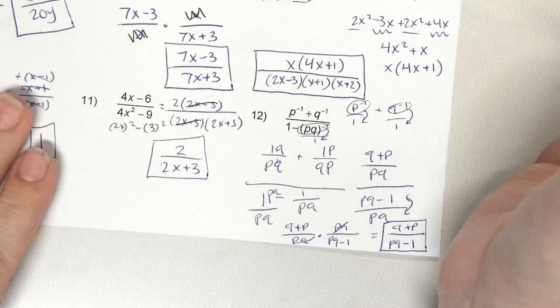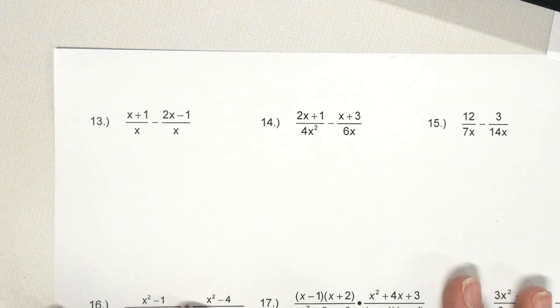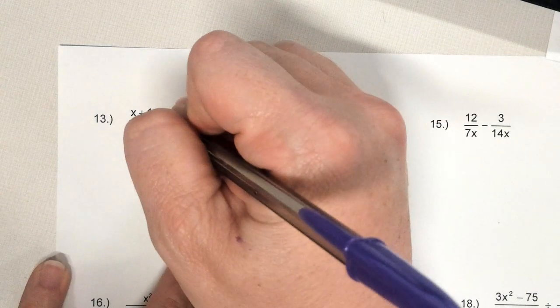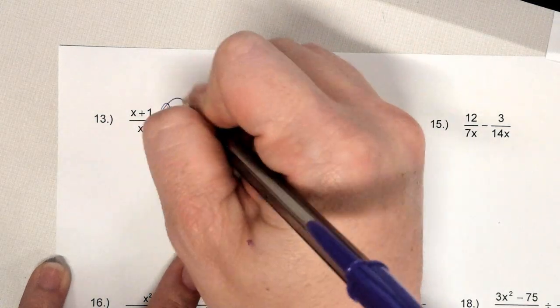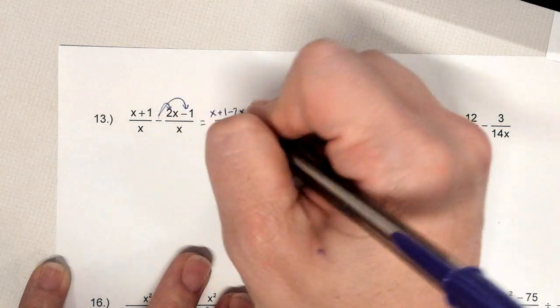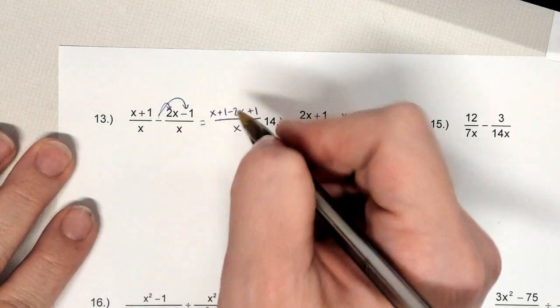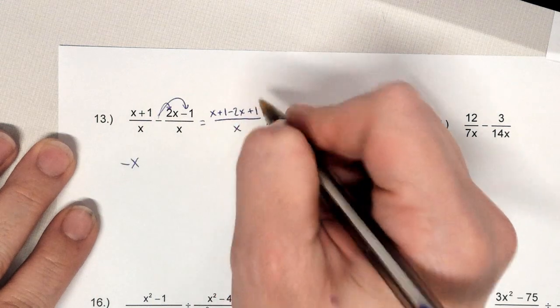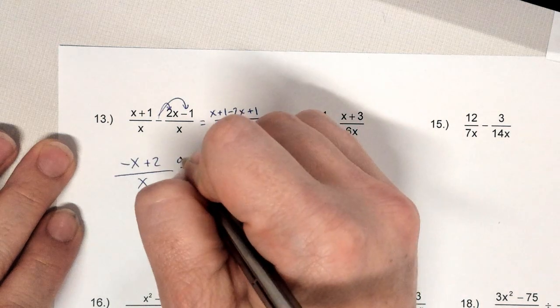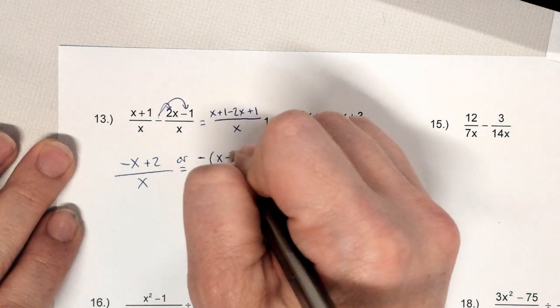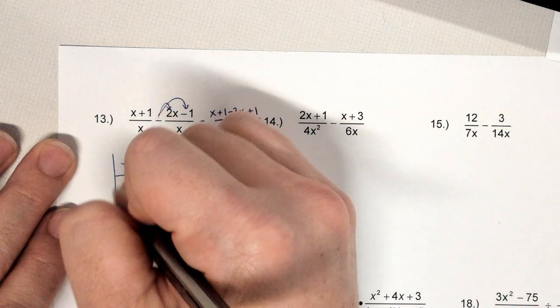All right, flip to the back. Here they already have like denominators, so that's nice. We need to distribute that negative though. So we have x plus 1 minus 2x. Two negatives make a positive 1. So that gives me negative x. 1 plus 1 is 2. Which you can leave like that, or you can take the negative out and it looks like this. So those are the same thing.